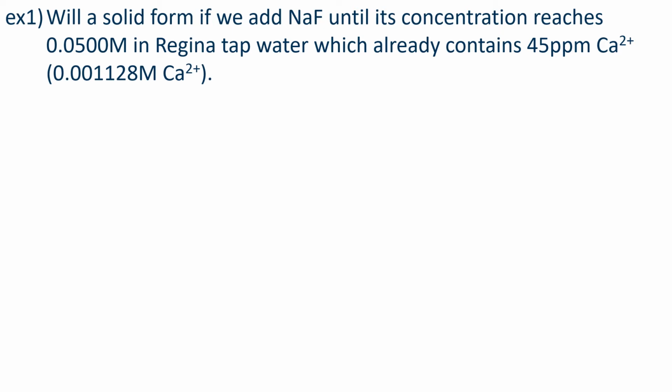Example 1. Will a solid form if we add sodium fluoride until its concentration reaches 0.0500 molar in Regina tap water, which already contains 45 parts per million calcium ion? Now, I worked out the molarity for you. So if it's 45 parts per million, that means that the concentration of calcium ion in Regina tap water is 0.001128 molar.